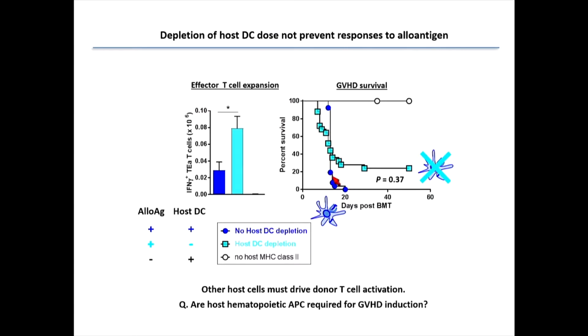However, finally there is no difference. So this means the depletion of host DC does not prevent a response to the alloantigen. So other cell types must drive the donor T cell activation. This raises the question of whether the host hematopoietic APC are really required for GVHD induction.